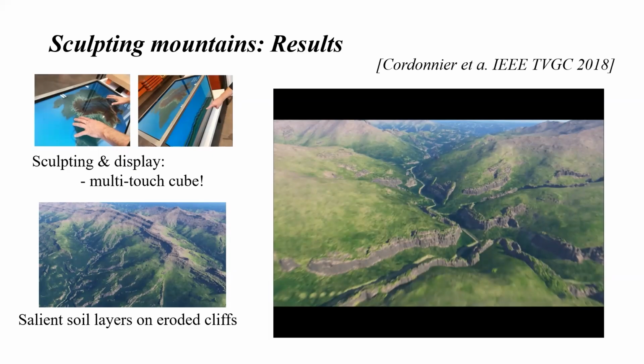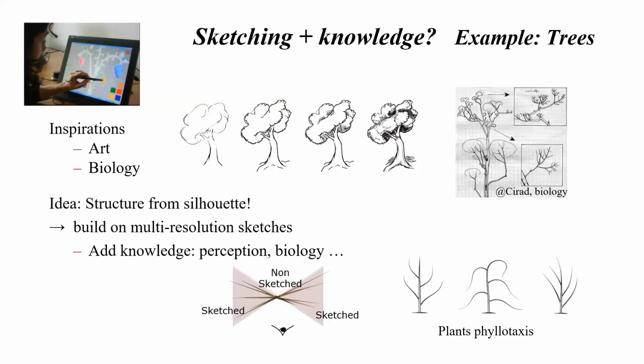And if you want to touch this, come to the Museum of École Polytechnique, because this installation is on display at the Museum of École Polytechnique. So you can try it. You can sculpt. It's a kind of cube. You sculpt your mountain on top, and on the side you see the cross section of the mountain. Okay, so this was for sculpting.